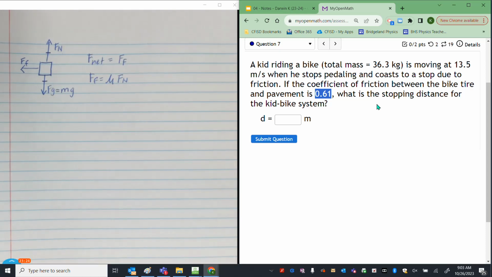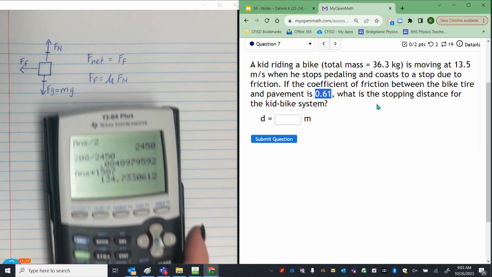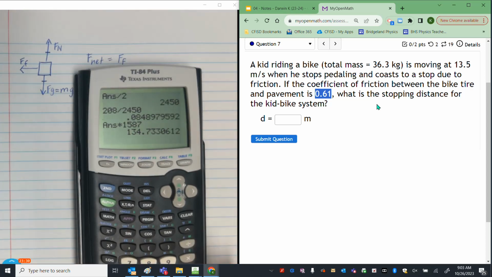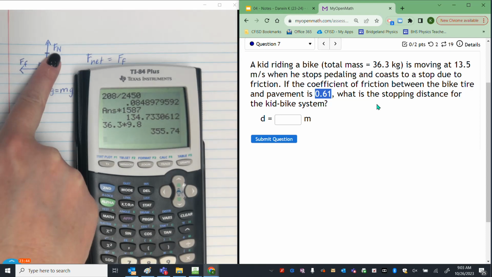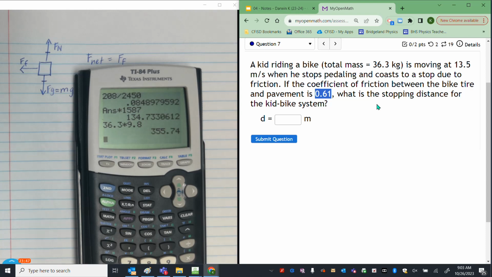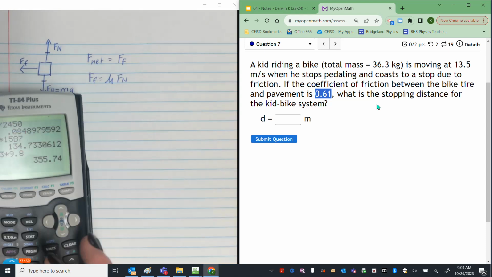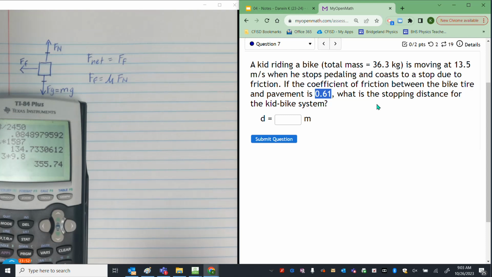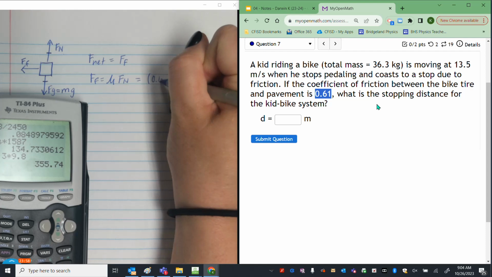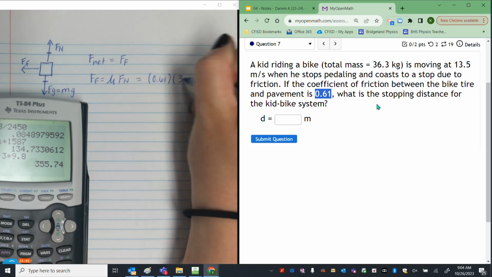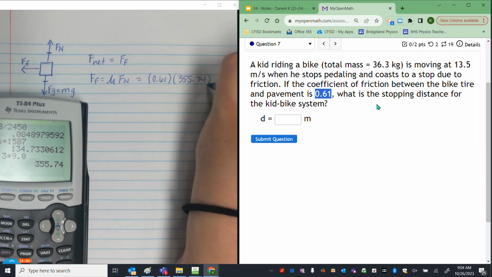In this question, the total mass is in that first sentence. It tells me that the total mass is 36.3 kilograms. We're going to multiply that times 9.8 to get the magnitude of the weight, 355.74. That is also the magnitude of the normal force. They are both equal to 355.74. And so if I want to solve for the force of friction, it's mu times Fn. It's equal to, the mu is in the question, 0.61, I have it highlighted, times Fn, 355.74. And that's going to determine my force of friction.